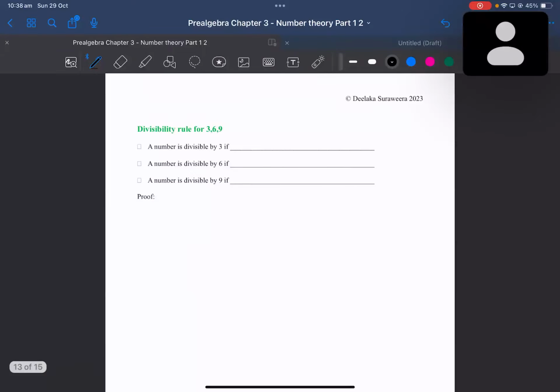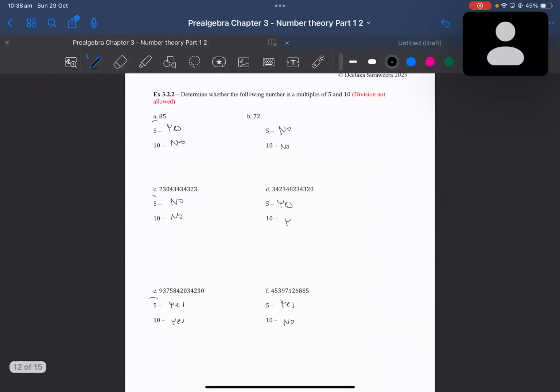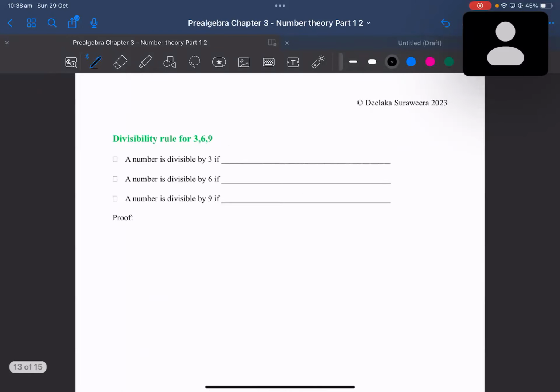Right. Okay, this is a little bit tricky one, so I want you to practice this one before we finish. Sum of its digits. So you might tell me the one for divisible by 3. Sum of its digits is divisible by 3.